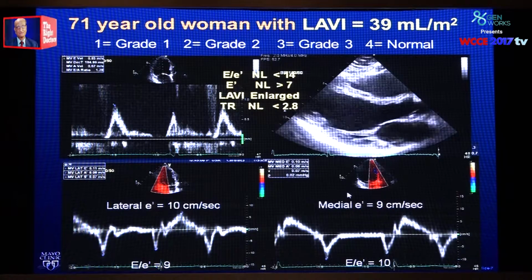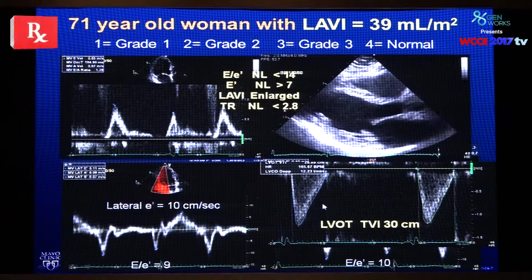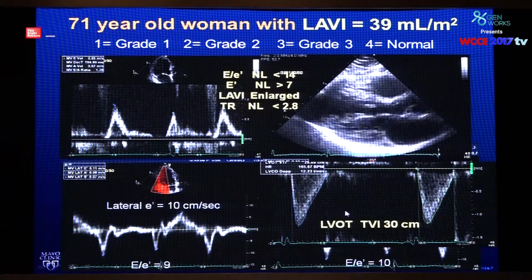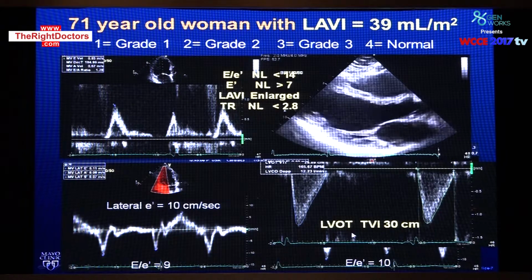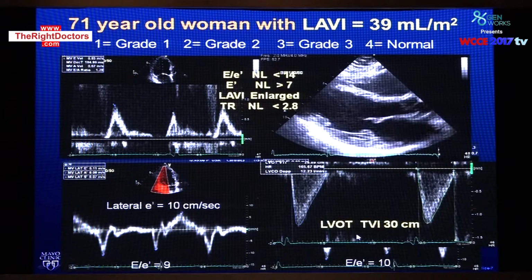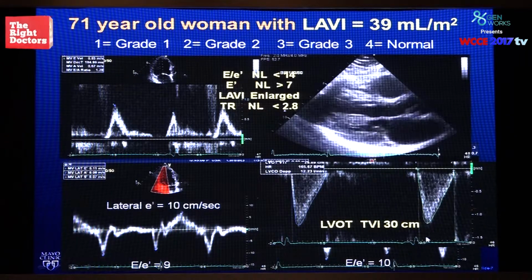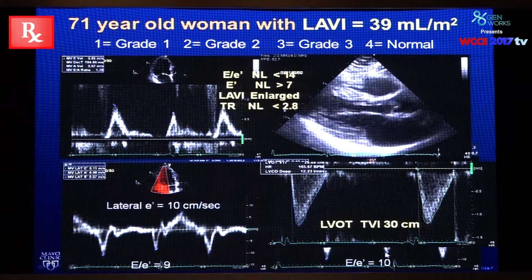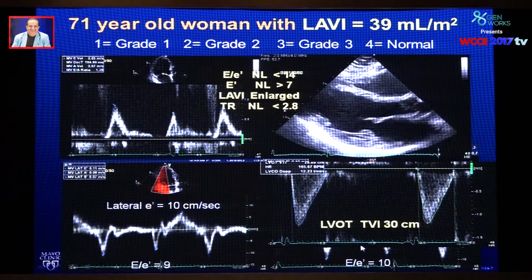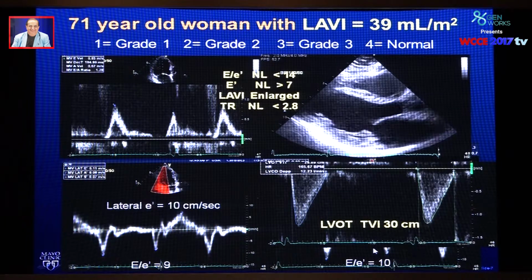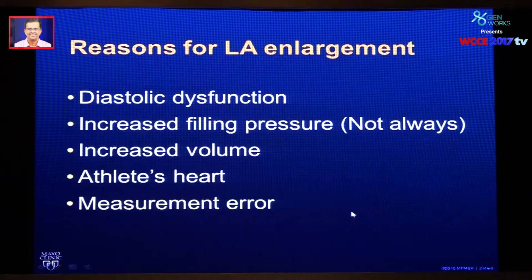So echocardiography can give you that information. And here is LVOT TVI, or VTI, of 30 centimeters, normal being 20 centimeters, plus or minus 4. So TVI is directly related to stroke volume. This individual is well trained with a heart rate of 46 beats per minute, and stroke volume is increased. That's the reason that LA volume is increased, in the setting of normal diastolic function. That's how you use those 4 parameters, and then majority rules in the determination of diastolic function.